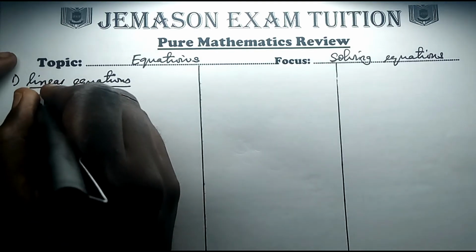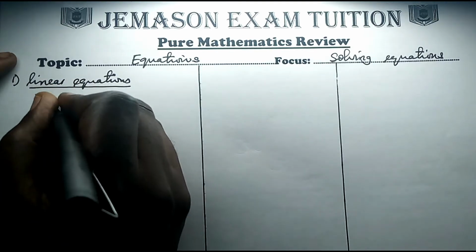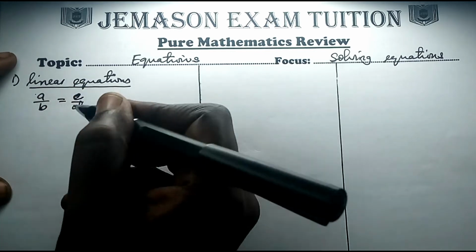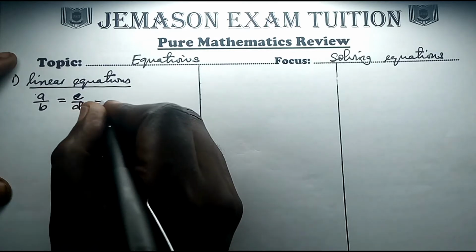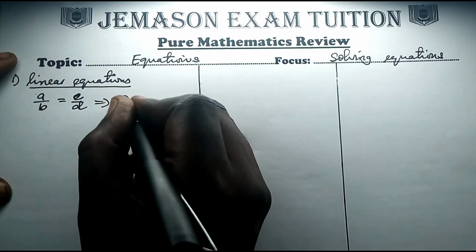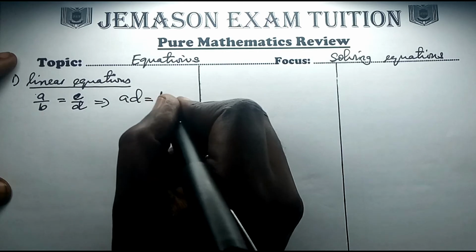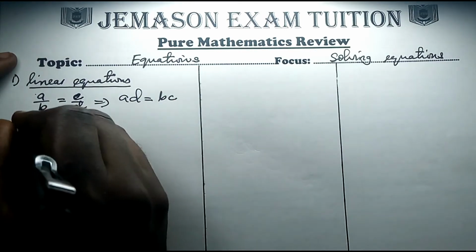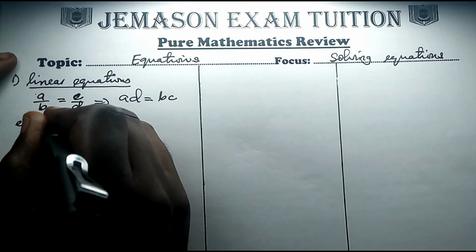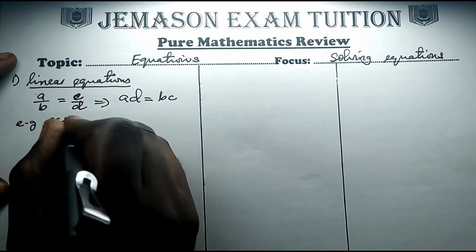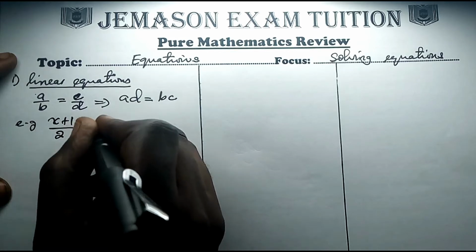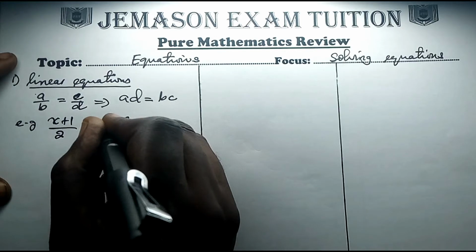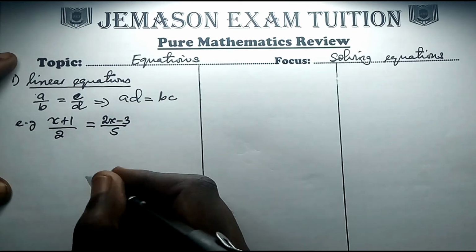We have the case where you could have to cross multiply at some point when you have a fraction equals a fraction. You simply cross multiply, so AD would be equal to BC. Example, x plus 1 all over 2 equals 2x minus 3 all over 5, for instance.